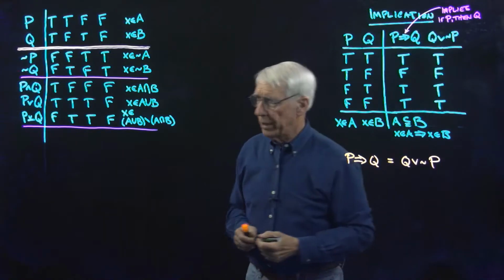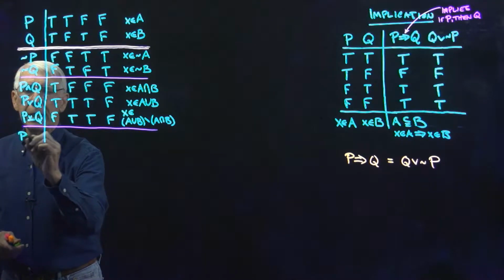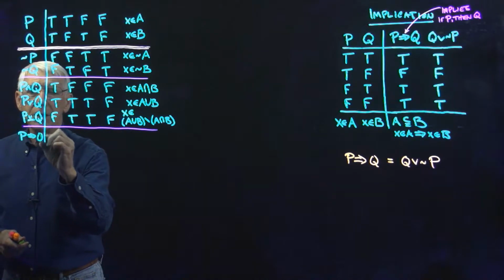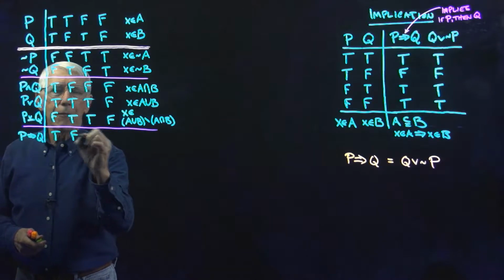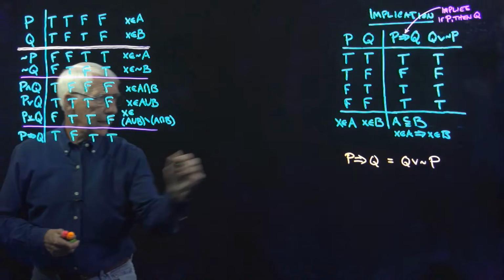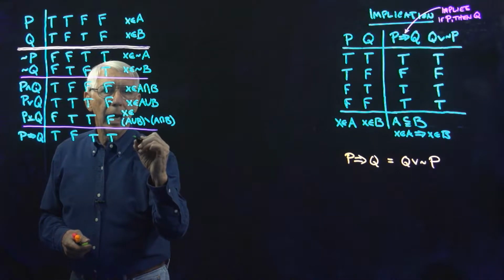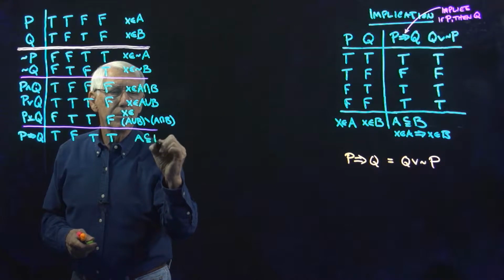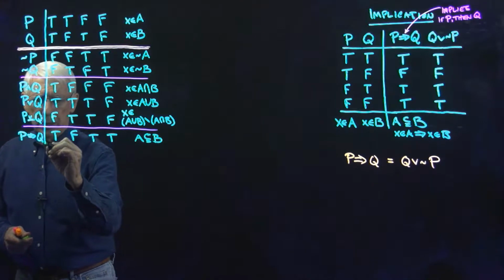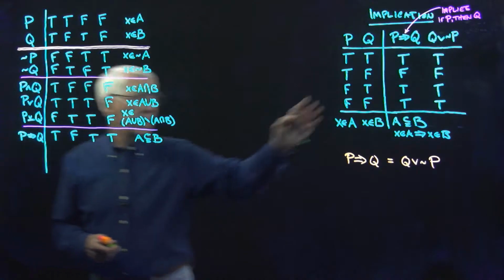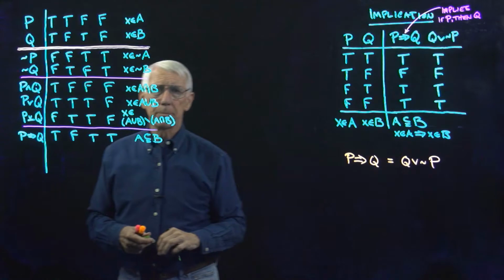And so over here, I want to keep track of these. So here I'm going to write P implies Q, and that is T, F, T, T. Let's make sure I got that right, yes. And that's like A is a subset of B. I'll leave out this one here, just in the interest of space.